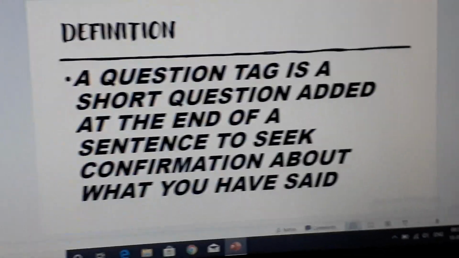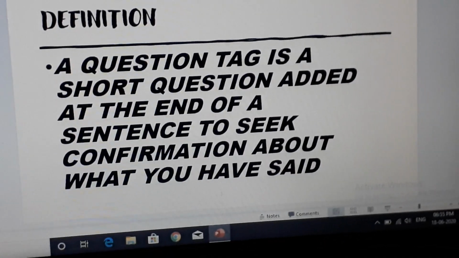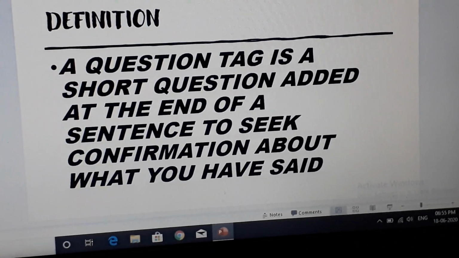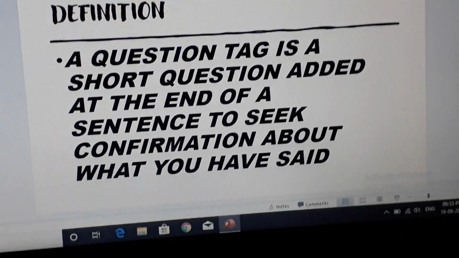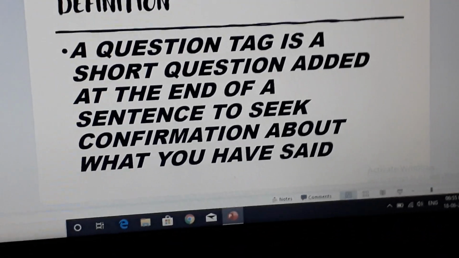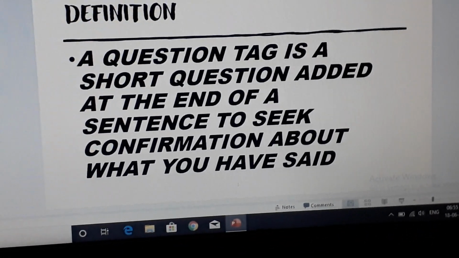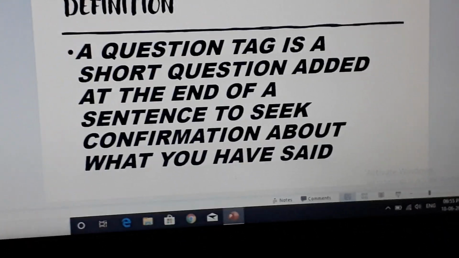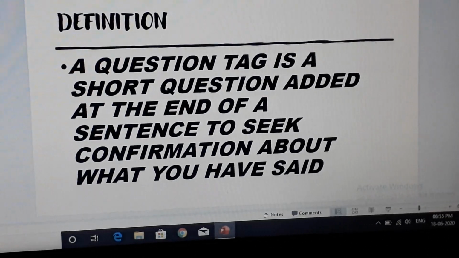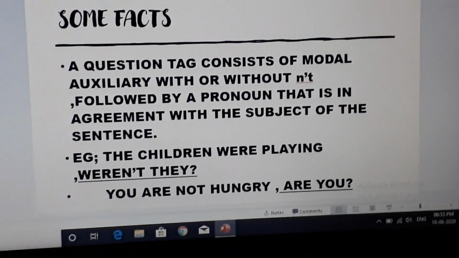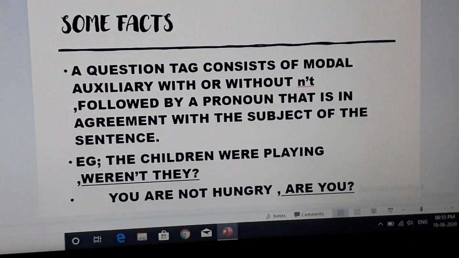The definition of question tag is: a question tag is a short question added at the end of a sentence to seek confirmation about what you have said. So question tag means that whenever we are talking to someone and we need a confirmation about it, then we add a question tag. There are certain facts about question tag.